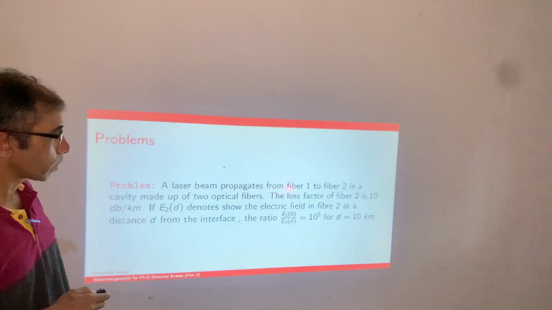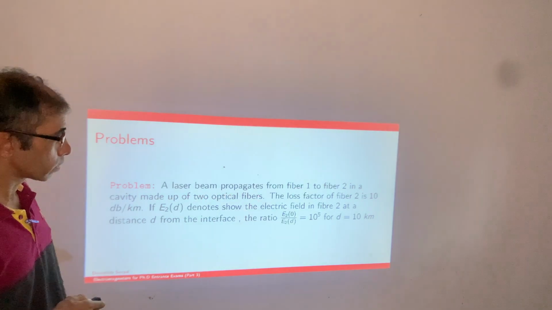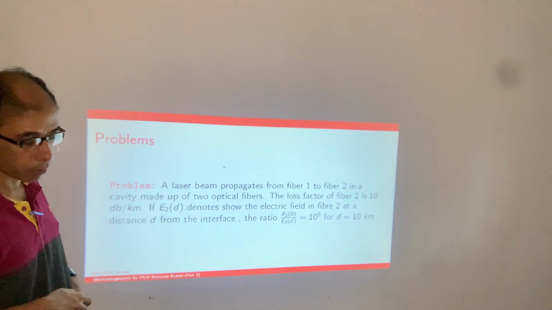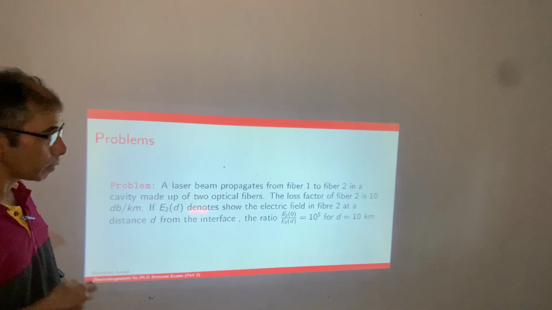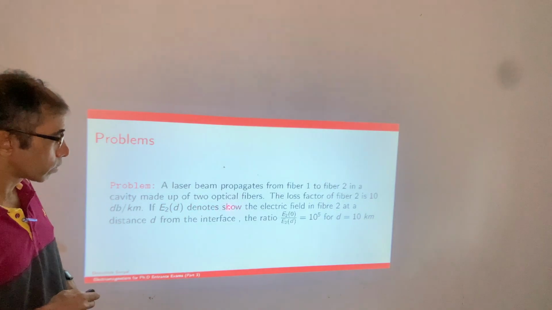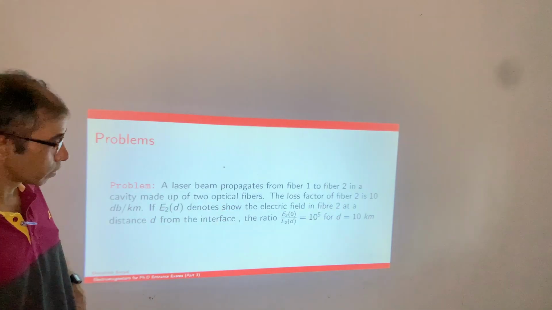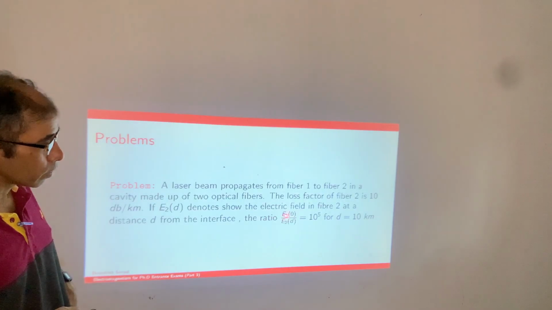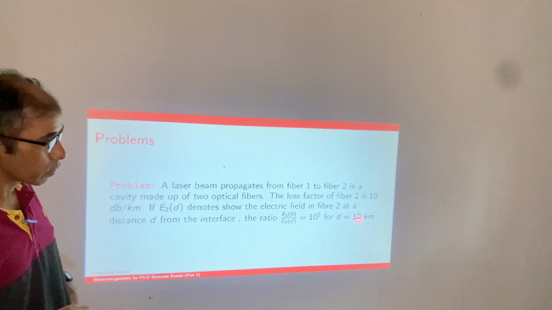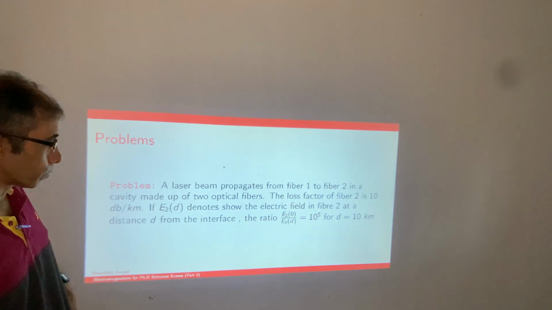A laser beam propagates from fiber 1 to fiber 2 in a cavity made up of two optical fibers. The loss factor of fiber 2 is 10 dB per kilometer. dB is decibel per kilometer. If E_d denotes the electric field in fiber 2 at a distance d from the interface, the ratio E_0 by E_d is equal to 10 to the power 5 for d equal to 10 kilometers. This we have to show.